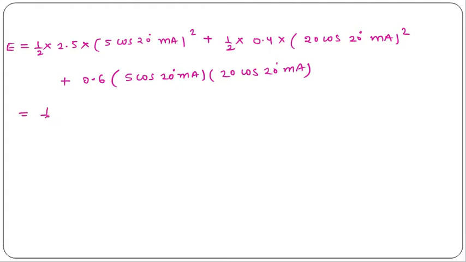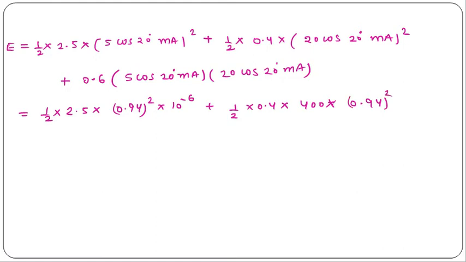So it will be equal to half of 2.5, so 5 into cos 20 degree, which is 0.94 square, and milliampere, that is 10 to the power -3, so squaring it will be equal to 10 to the power -6. Similarly, this will be equal to half of 0.4, so 20 into cos of 20 degree, 20 square will be equal to 400, and cos 20 is 0.94 whole square into 10 to the power -6.